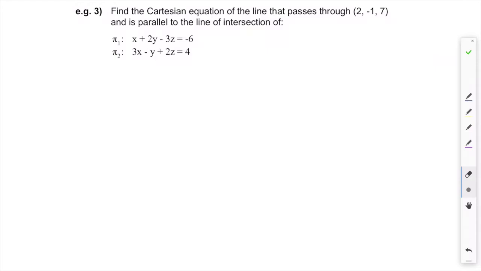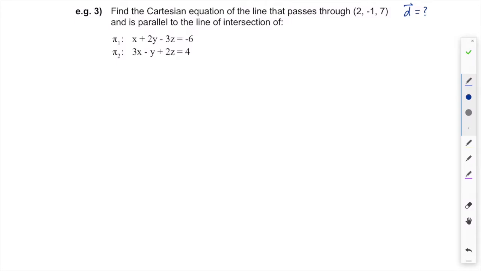Example 3. Find the Cartesian equation of the line that passes through (2, -1, 7) and is parallel to the line of intersection of pi 1 and pi 2 given below. So we're looking for an equation of a line where we already know a point on it, but we need to know its direction vector. Since it is parallel to the line of intersection of the two planes given, by solving for this line of intersection, we can use its direction vector to find the line that we're truly looking for.